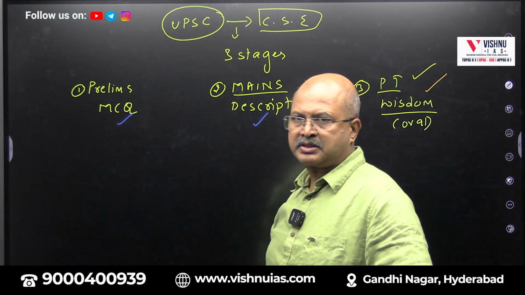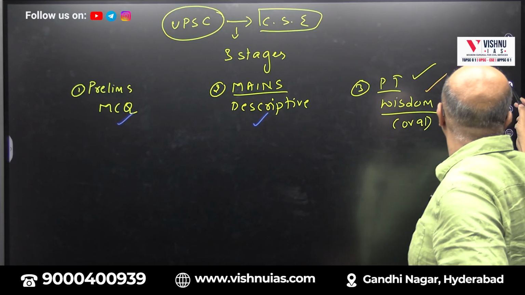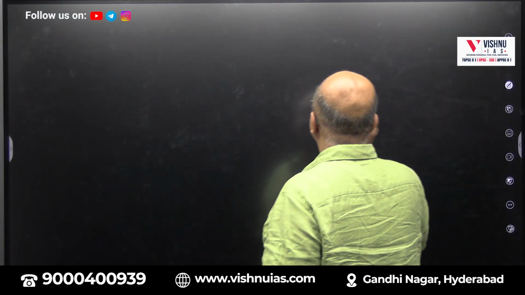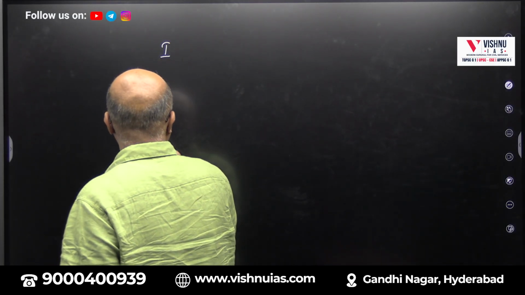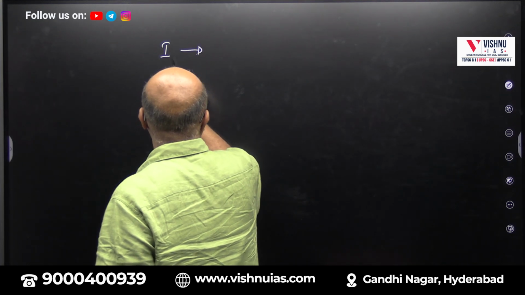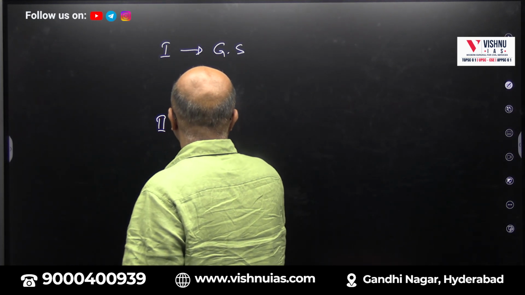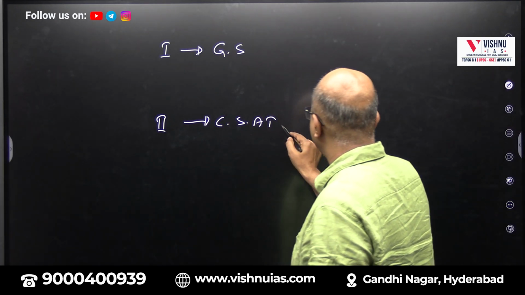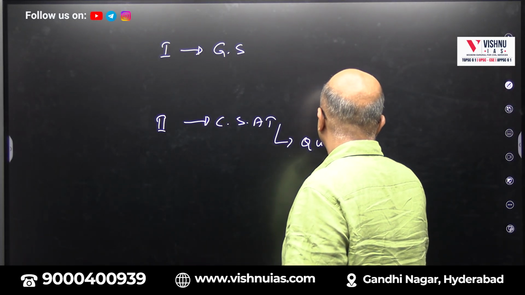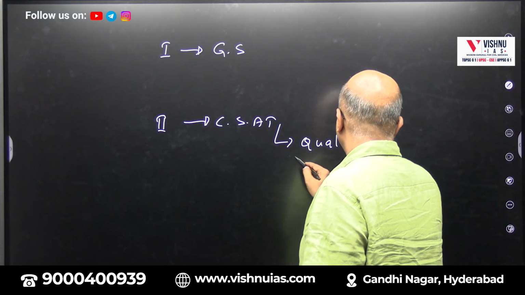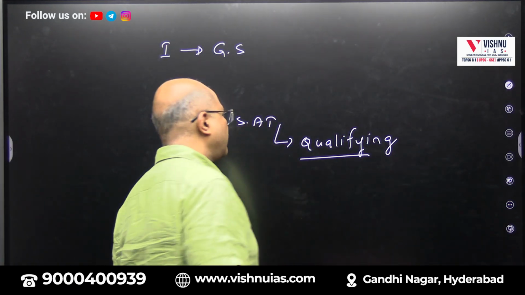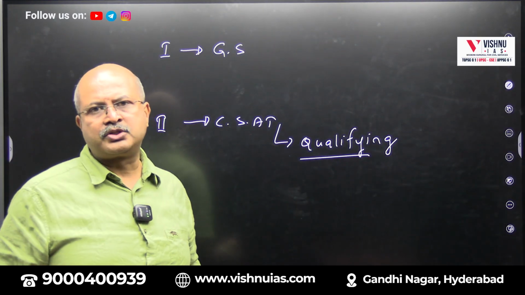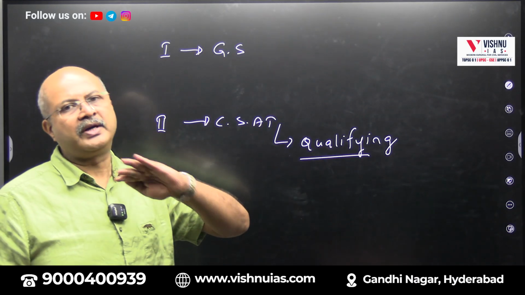Now what does this prelims consist of? This prelims consists of 2 papers, that is paper 1 and paper 2. Paper 1 is referred to as general studies and paper 2 is called CSAT. Now this CSAT is qualifying in nature. It means that whatever score you get in the CSAT does not add to your merit points, but it is qualifying in nature.